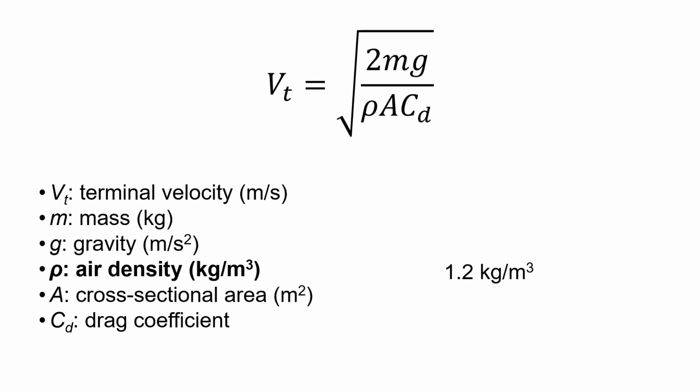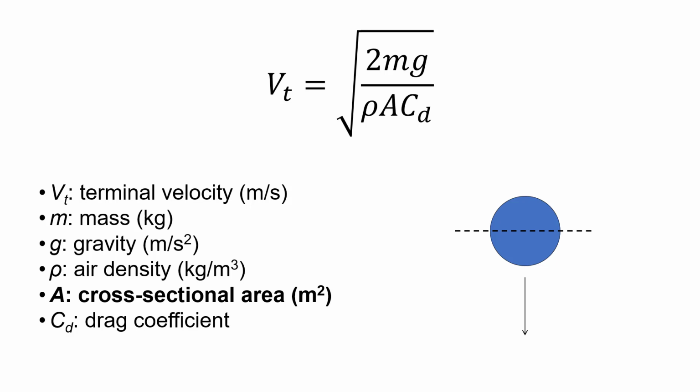Similarly, rho, the air density, is about 1.2 kilograms per cubic meter on Earth, but this value will be different at different altitudes or on different planets. So if you were doing this for Mars, you would need to look up the density of Mars' atmosphere. The area can be a little tricky. This is the cross-sectional area of the object in a plane perpendicular to the direction of motion. It is not the surface area of the entire object. So, for example, if you were dropping a sphere, you would imagine slicing it through the middle and finding the area of that circle. You would not be finding the surface area of the entire sphere.